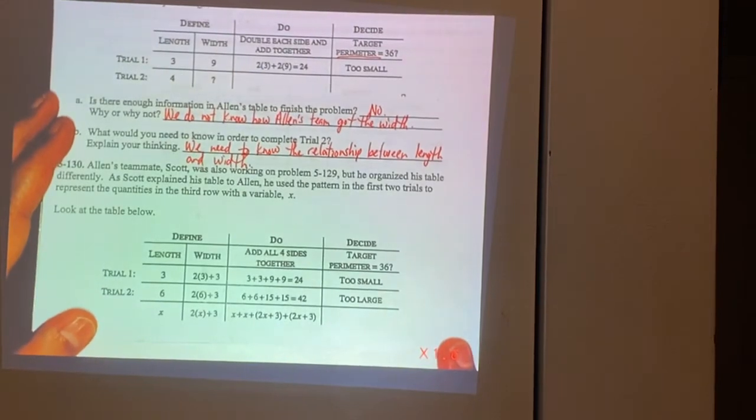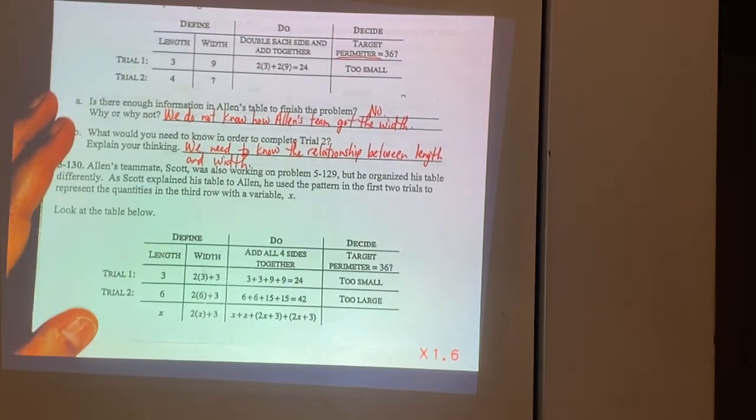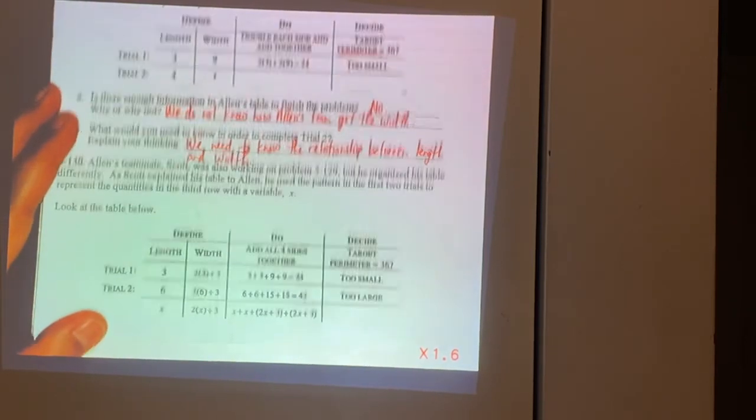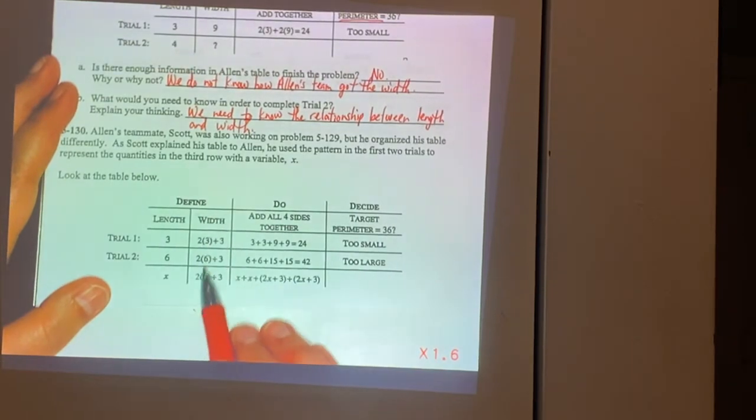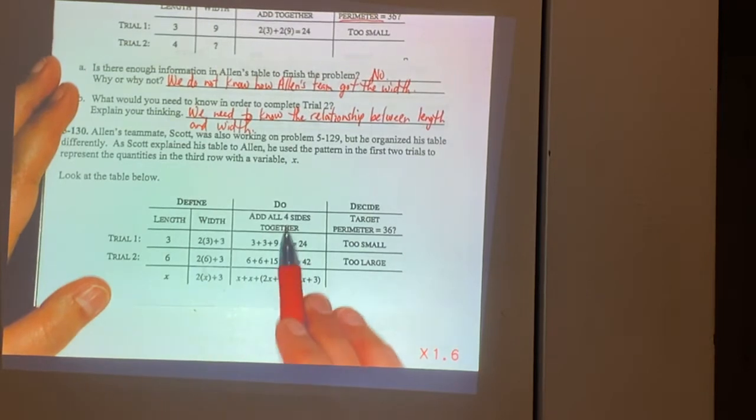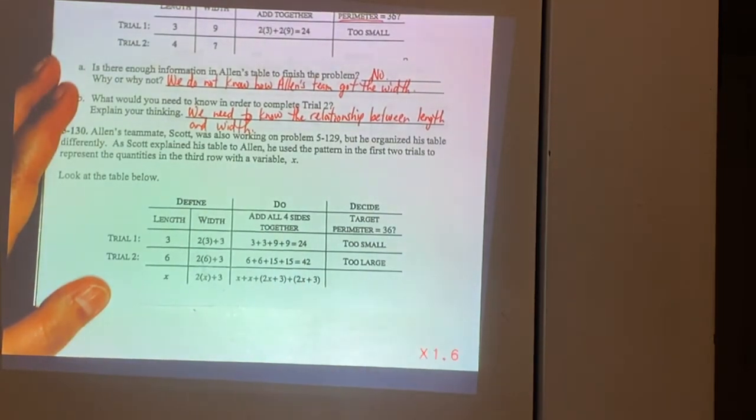Alan's teammate Scott was also working on problem 129, but he organized his table differently. As Scott explained his table to Alan, he used the pattern in the first 2 trials to represent the quantities in the 3rd row with the variable x. Look at the table below. So he took the length, and each time he multiplied it by 2 and then added 3. Then he added all 4 sides together, because that's what it says, and then he got the perimeter. He's trying to get this target perimeter of 36.